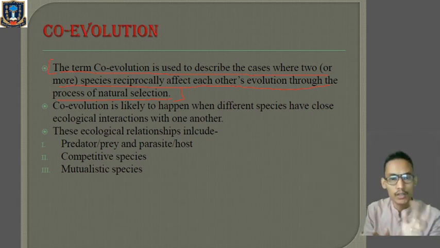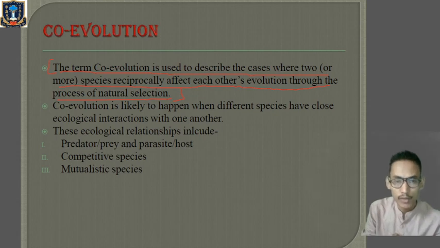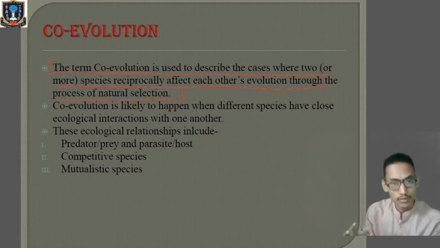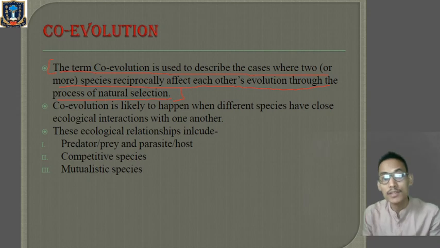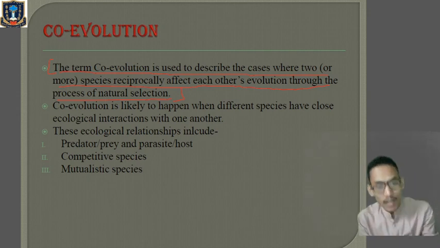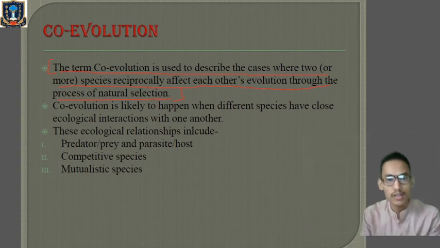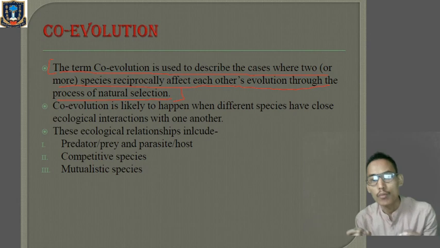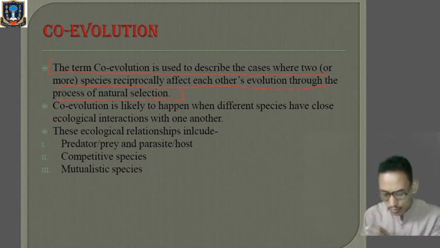So remember, interactions like predator and prey, parasite and host. Then we have competitive species, where there will be competition between the two organisms for food and space, and mutualistic interactions or relationships, where the two organisms will be mutually benefited from one another. So these are the types of interactions which will lead to the process of coevolution.